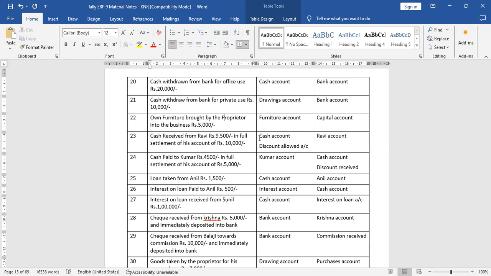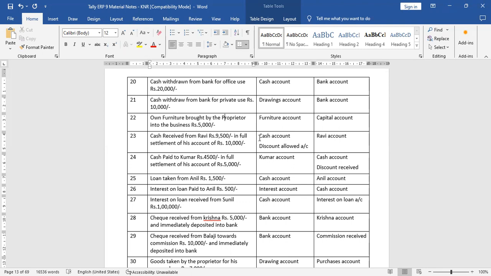Next point, reverse. Cash paid to Kumar. Previously you were receiving. Now you are paying. Cash paid to Kumar rupees 4,500 in full settlement of his account of rupees 5,000. Cash paid to Kumar. How much amount are you paying? 4,500 only. You are paying.